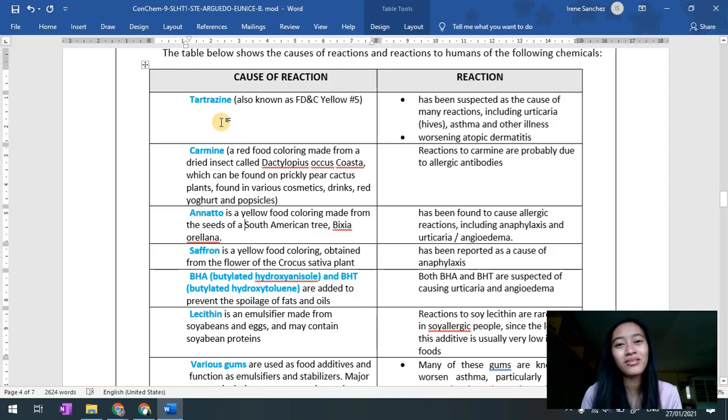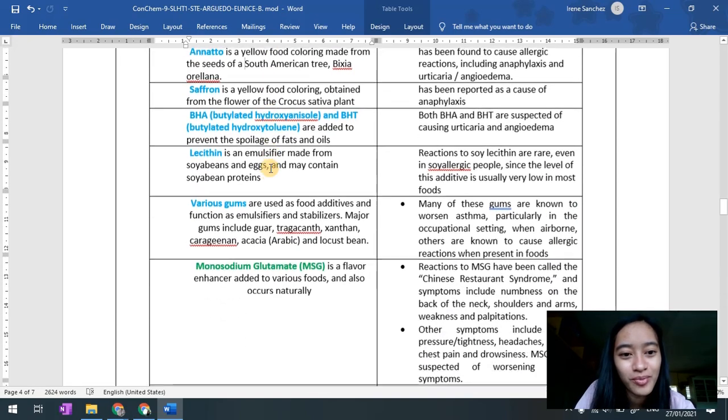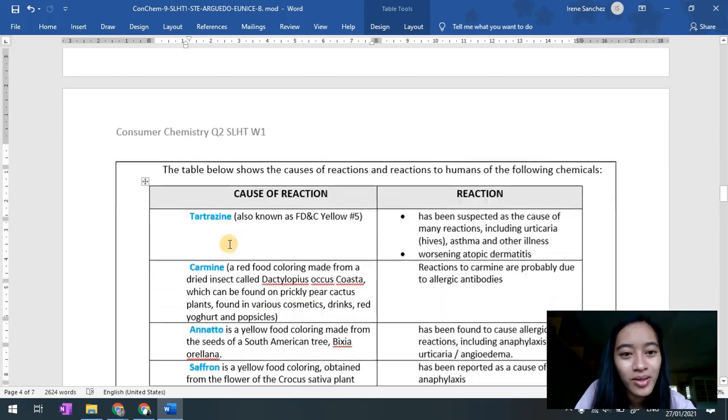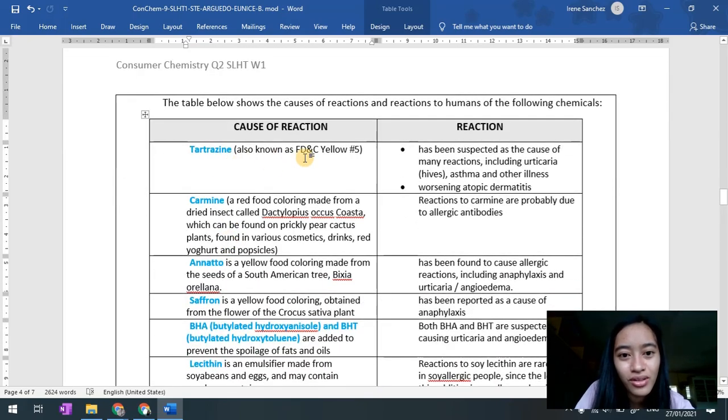So if nagpalato ka and then when you read, sometimes we go to the very back of the label and we read the ingredients and we can find some of these molecules and chemicals that we do not know how to pronounce. So number 1 is tartrazine. It's a food coloring, also known as FD&C yellow number 5.